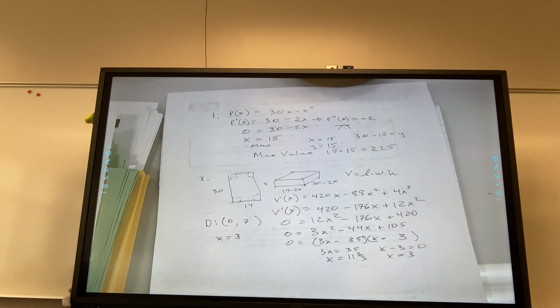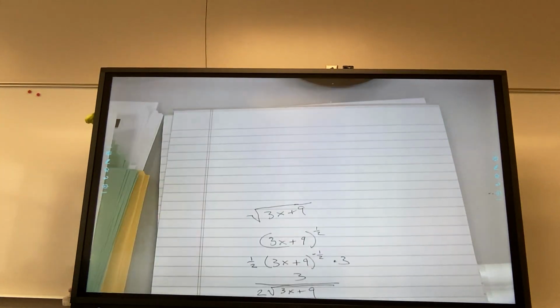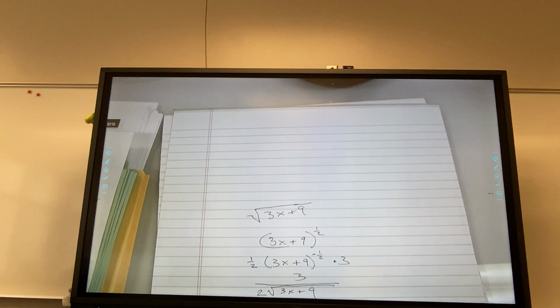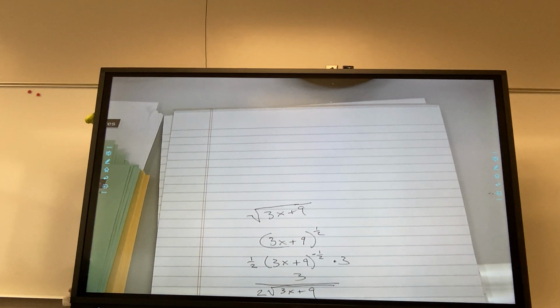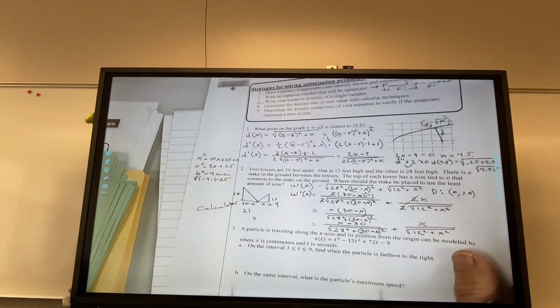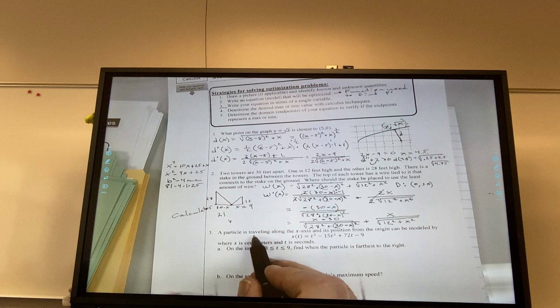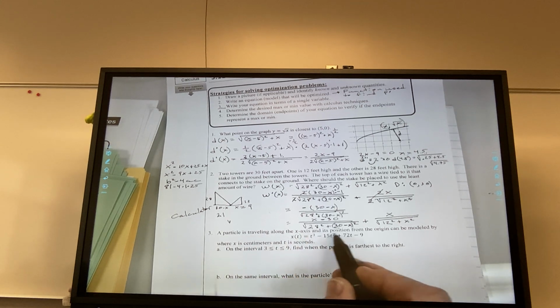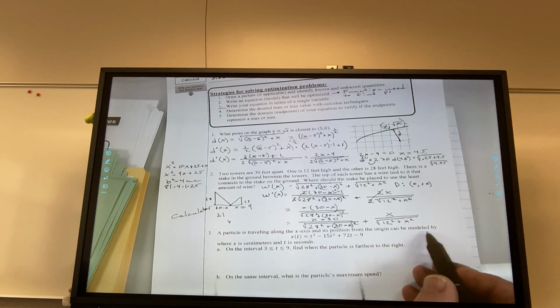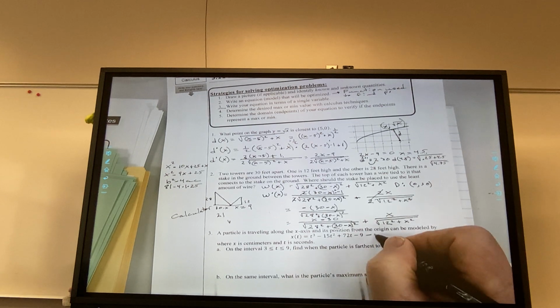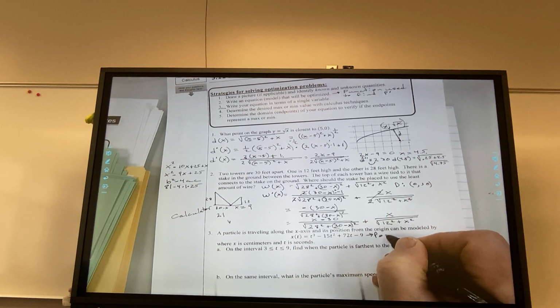Okay, all right. The last problem I want to do is this one right here. It says, a particle is traveling along an x-axis and its position from the origin can be modeled by. So this is a position function.